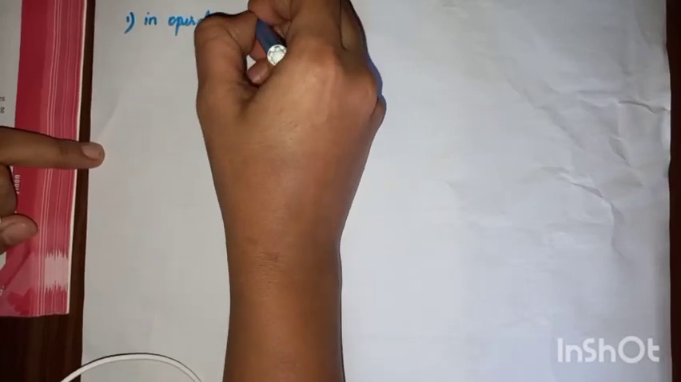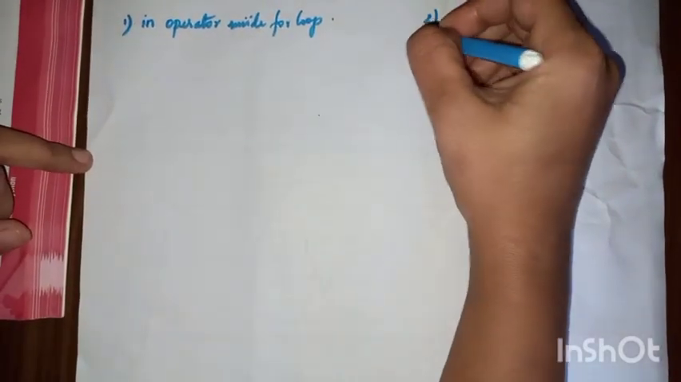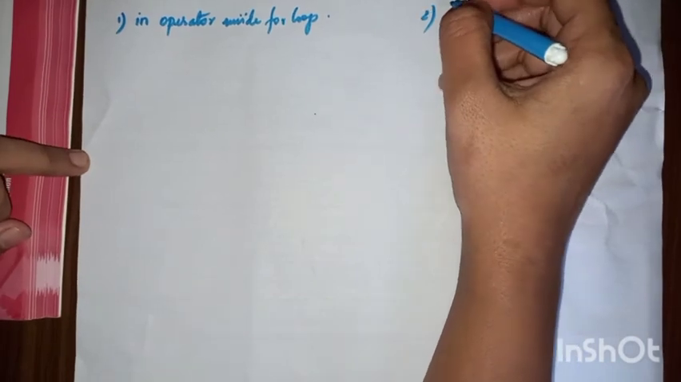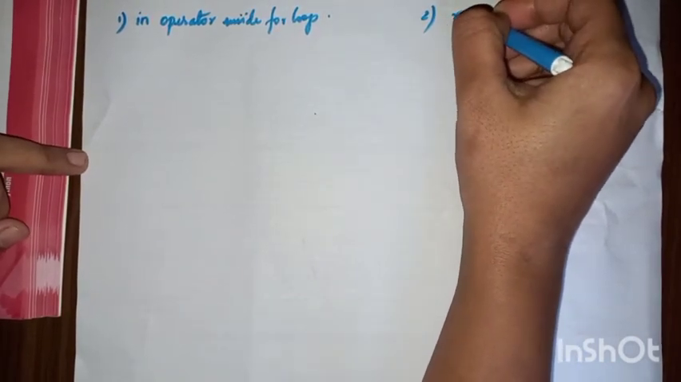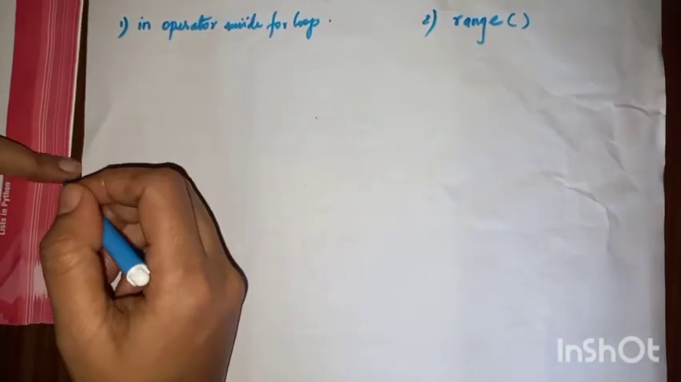Inside the for loop, and the second one is using the range function. Using the range function.